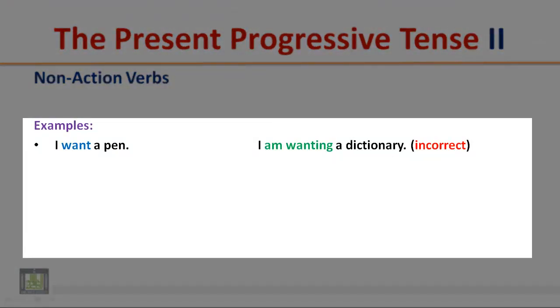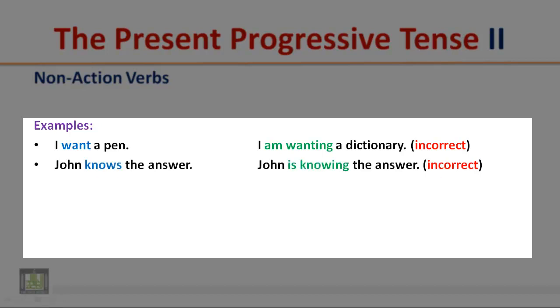Examples. I want a pen. It's wrong to say, I am wanting a dictionary. This sentence is incorrect. John knows the answer. It's wrong to say, John is knowing the answer. This sentence is incorrect.